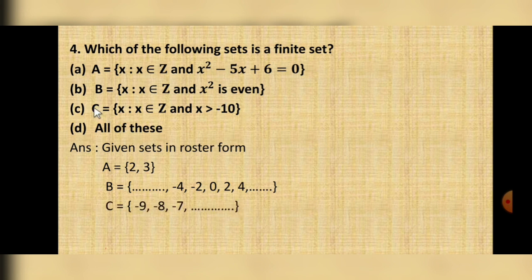Next, set C. In set C the condition is x such that x is an integer and that integer is greater than minus 10. So greater than minus 10 means the numbers start with minus 9, minus 8, minus 7 and so on. So in these two sets, set B and set C, the total number of elements is infinite. So these two sets are infinite sets. Here the finite set is set A. So option A is the correct answer.